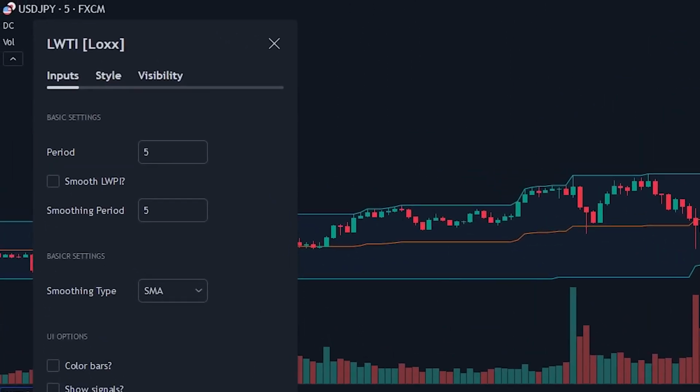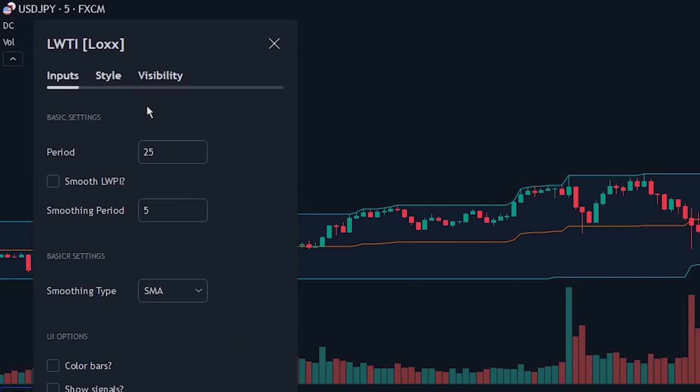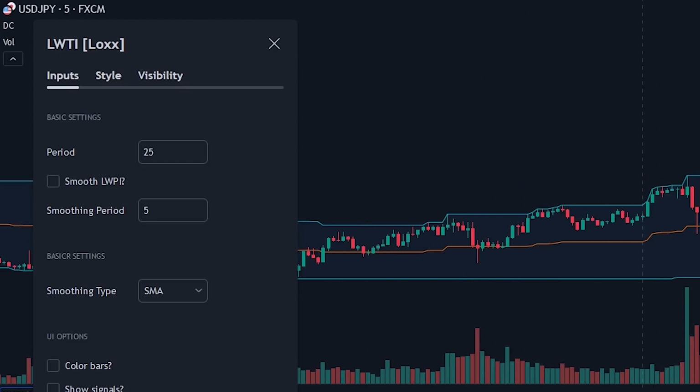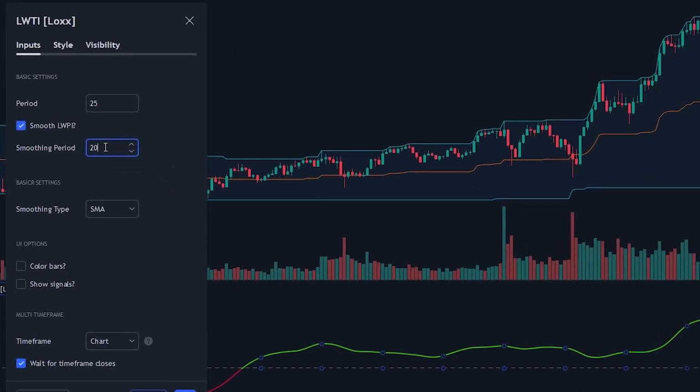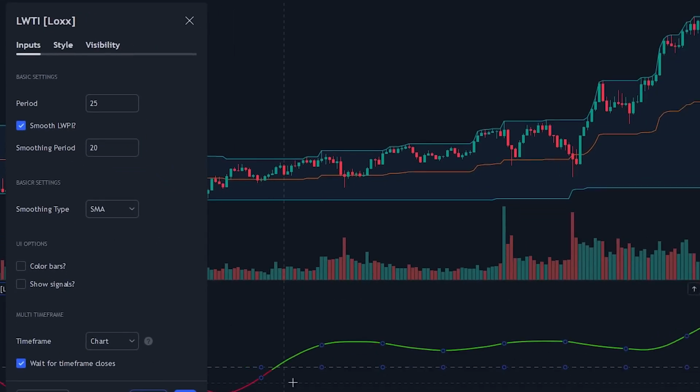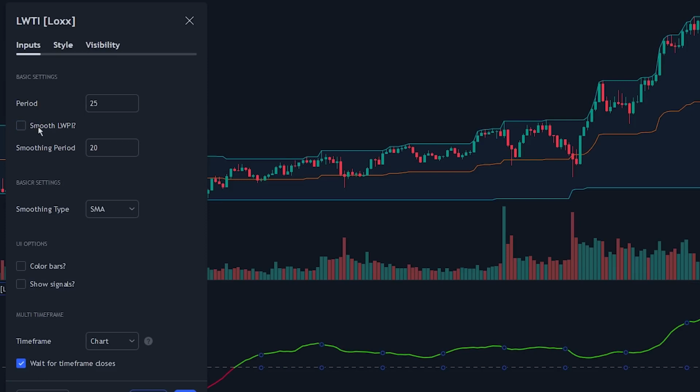Since we want to use a value that shows us the midterm trend and filters out counter-trend signals, let's change the value to 25. The next setting that can be changed is for the smoothing of the indicator. If we enable this setting and increase the smoothing period, you can see a clear difference. The LWTI line has become smoother, however, this has caused the signals it provides to be delayed. Because of this, we will keep this setting disabled.